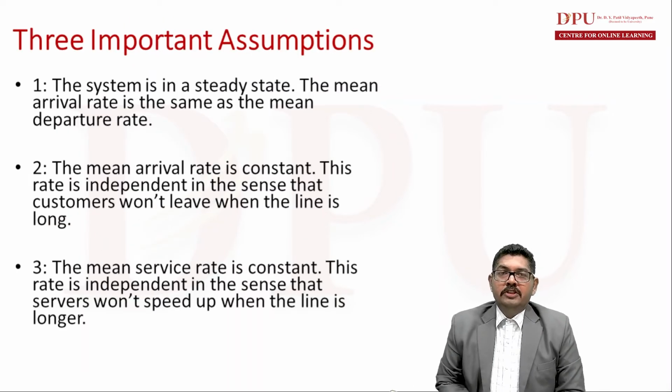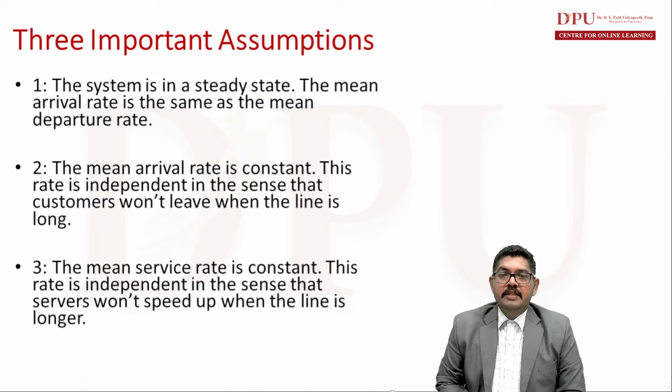Three important assumptions in queuing theory. First, the system is in a steady state. The mean arrival rate is the same as the mean departure rate, and therefore the system is in steady state.